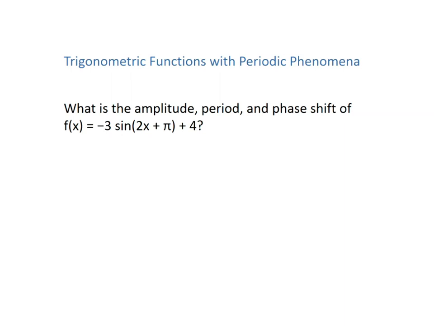So we're given an equation, a sine function, and we're asked for the amplitude, the period, and the phase shift. Well, let's find the amplitude first because that's the easiest for sure. So amplitude is the A value, and it's actually the absolute value of A. And in this case, the absolute value of A means we're going to take this number right here and find the absolute value, which is 3.